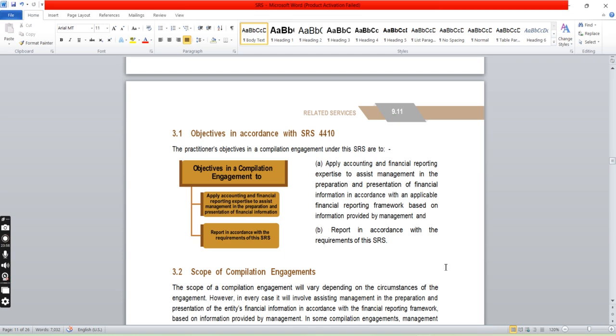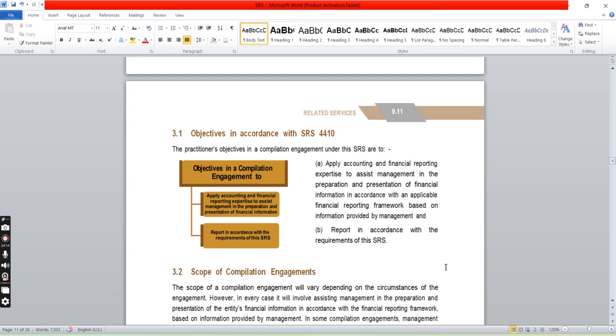The practitioner's objective in a compilation engagement with regard to SRS R2 is that you need to apply the accounting and financial reporting expertise to assist the management in the preparation and presentation of financial information. You need to report in accordance with the requirement of this SRS.